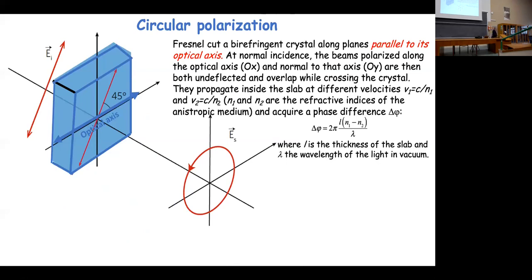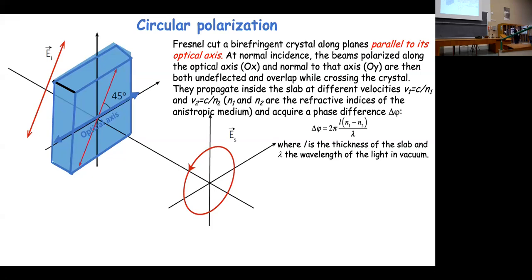What Fresnel did, he was able to cut a birefringent crystal with two planes which contain the optical axis. And you see, you have here the optical axis horizontal, and he sent through this plate a field which is polarized at 45 degrees from the optical axis. So what does it mean?